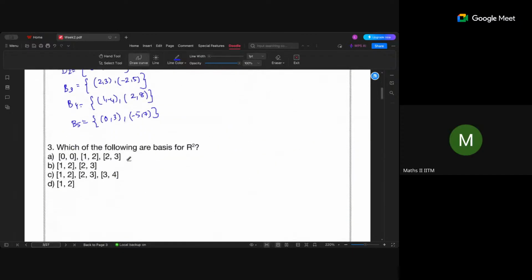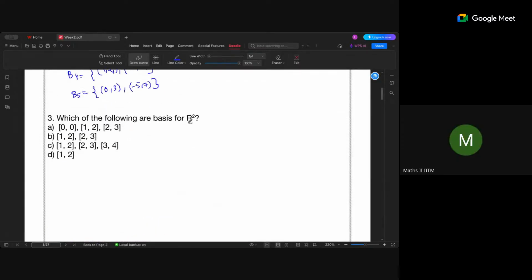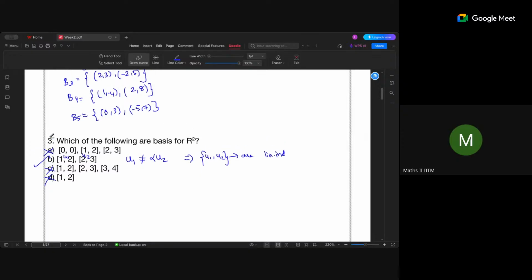Okay, fine. Now which of the following are bases for R2? First of all, in a basis for R2, how many elements can we have? 2, exactly 2. So obviously A and C and D are all incorrect. Yes or no? Yes, correct. Now for B, are they in different directions? Yes. Suppose this is U1 and this is U2, you can clearly see that U1 is not equal to alpha times U2. So this means that U1 and U2 are linearly independent, and hence they will form a basis for R2. So this is correct. Is this fine?